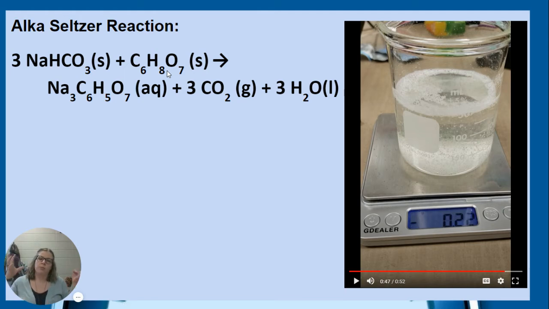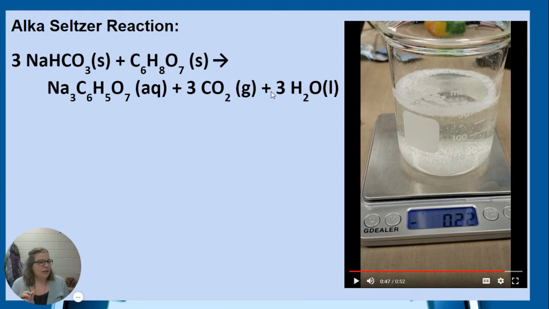When I bring them into the water, they dissolve and then they start to react. So they have to dissolve, which is why it took just a minute for that to get going, and then it really took off for our reaction. They make something called sodium citrate, 3 moles of carbon dioxide and 3 moles of liquid water. And so the effervescence or bubbling that you're seeing there is the carbon dioxide leaving.